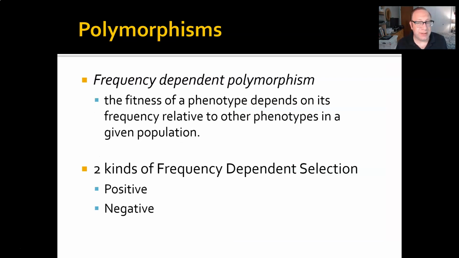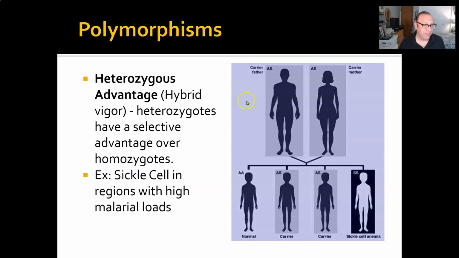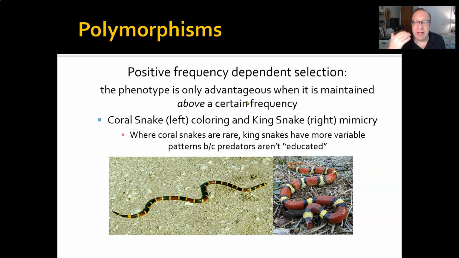Now, some polymorphisms are only advantageous at above or below a certain frequency. We call these frequency-dependent polymorphisms. So fitness is determined by how much of the polymorphism in question there is. There's positive and there's negative frequency dependence. Positive frequency-dependent selection is when the phenotype is only advantageous when it is maintained above a certain frequency.